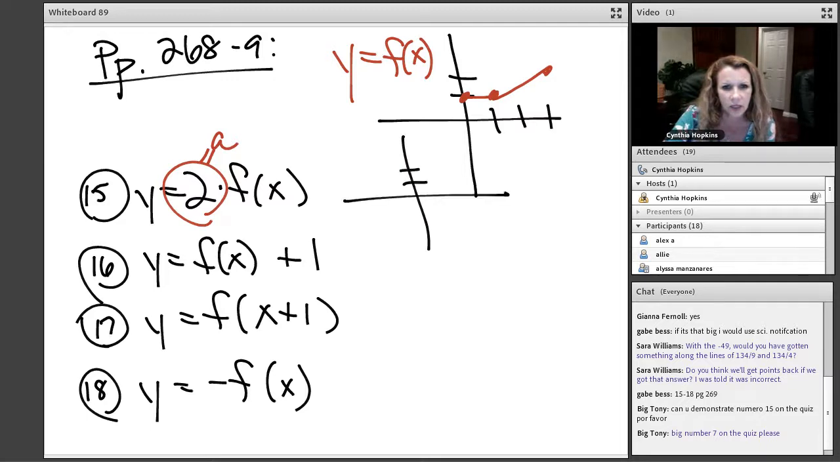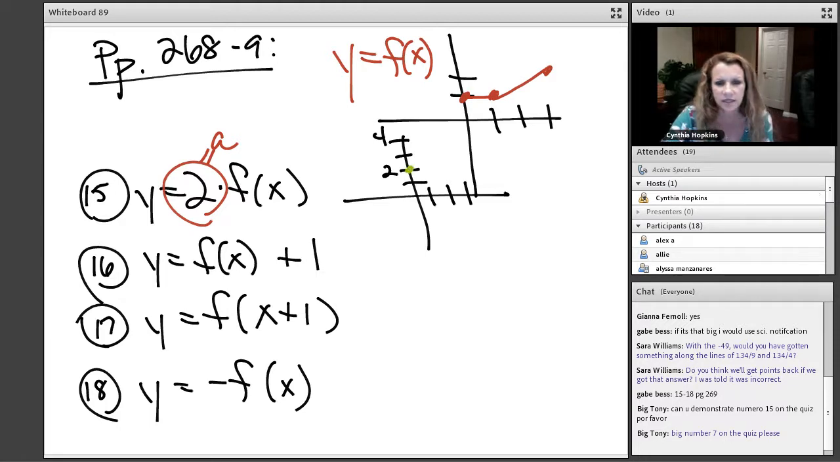I'm going to go 1, 2, 3, 4. Let me label my 4 and my 2. And then 1, 2, 3. Okay, the first point, I'm starting from lowest and to the left, is 0, 1. I take the y value, which is 1, and multiply it by 2, my a, and I get 0, 2.